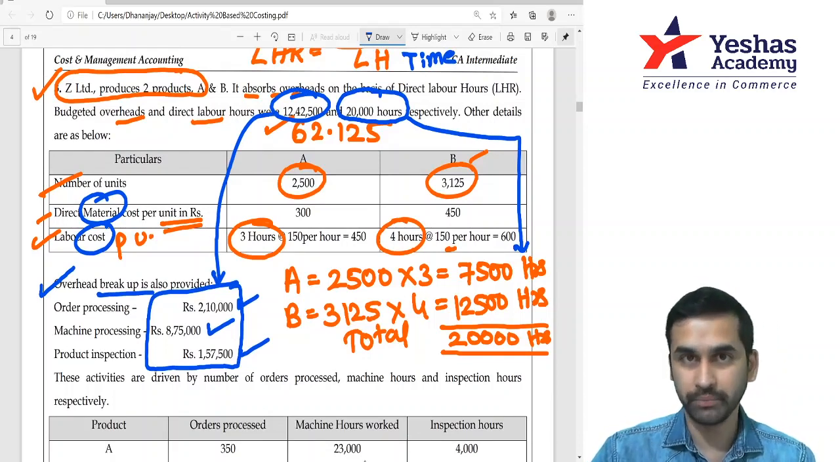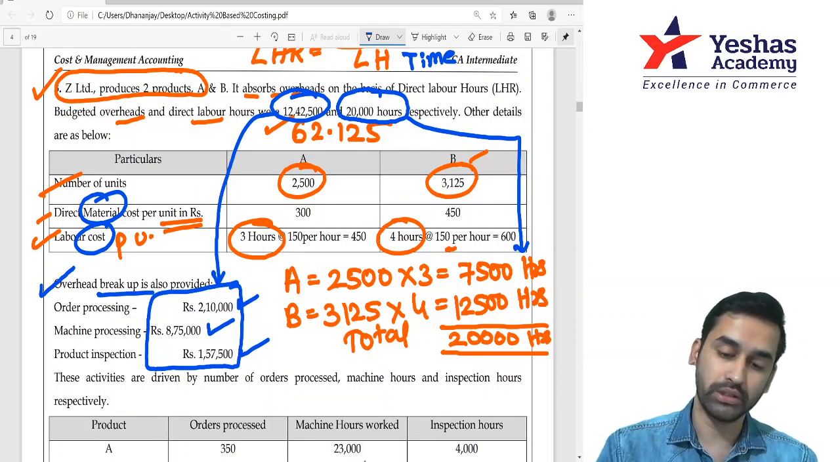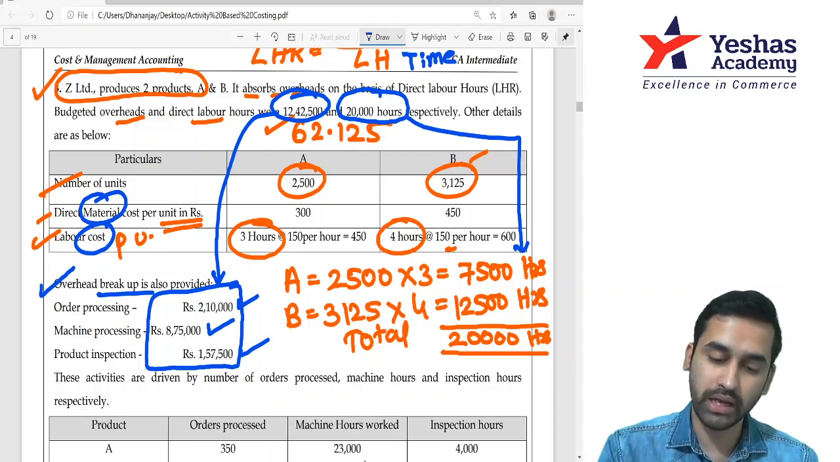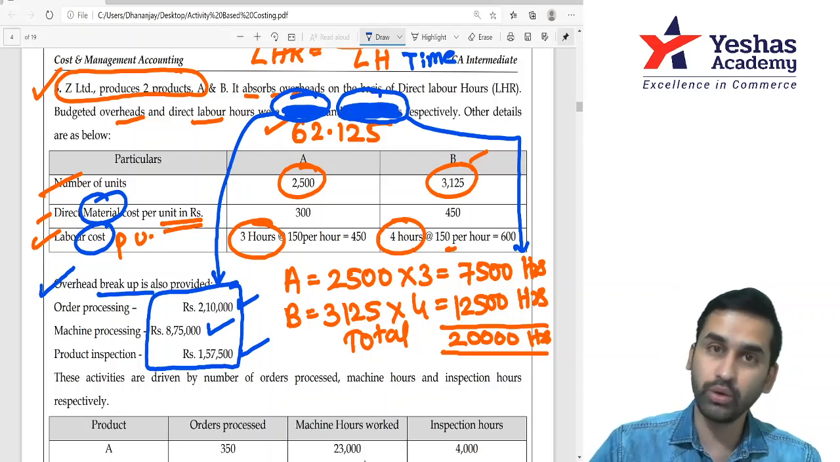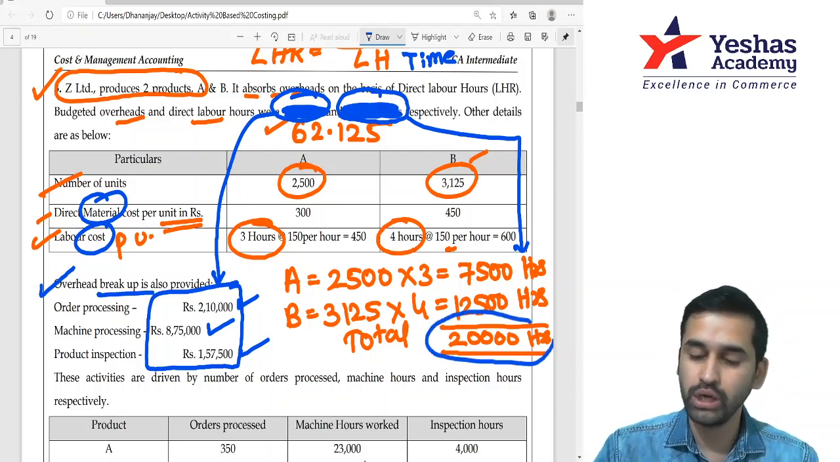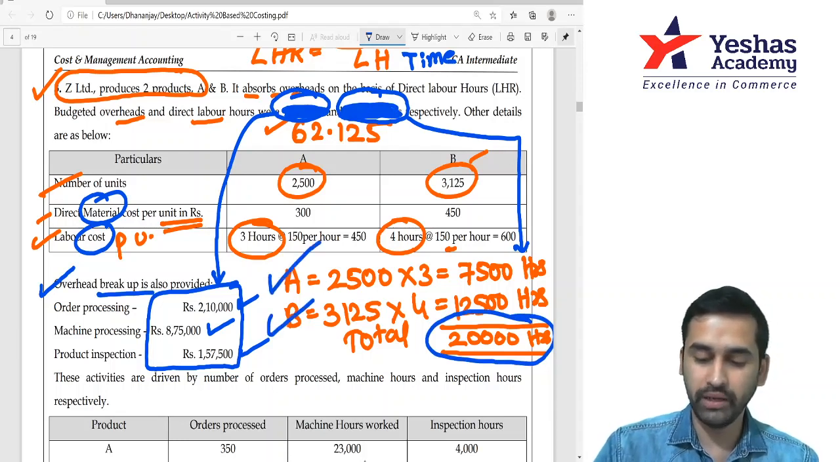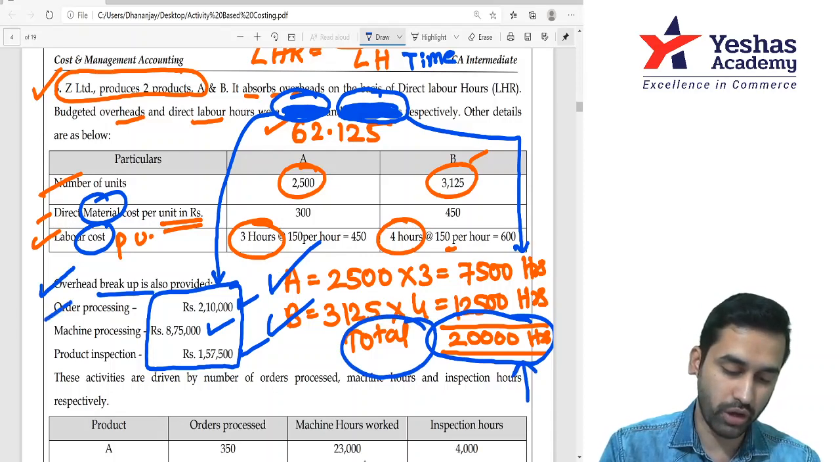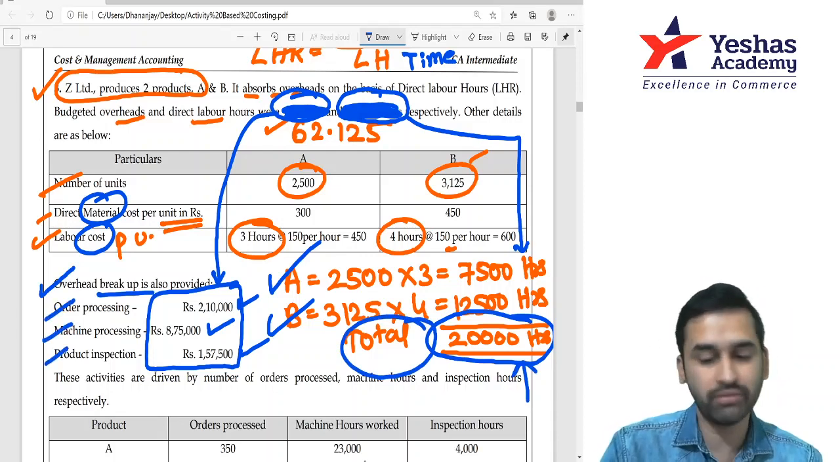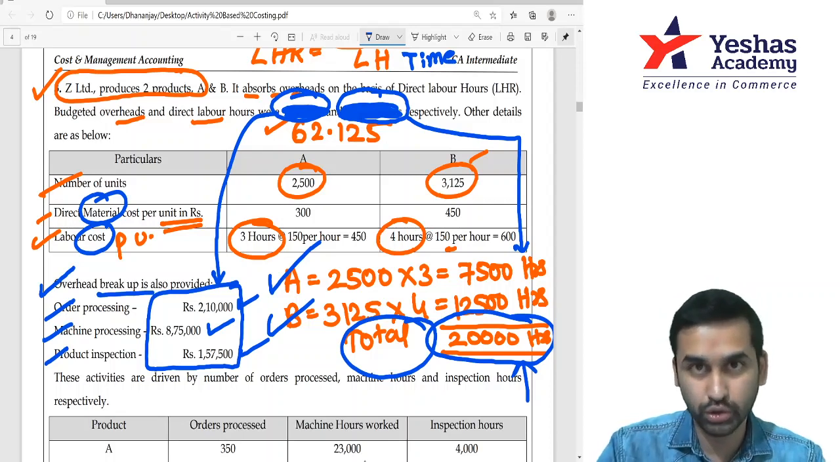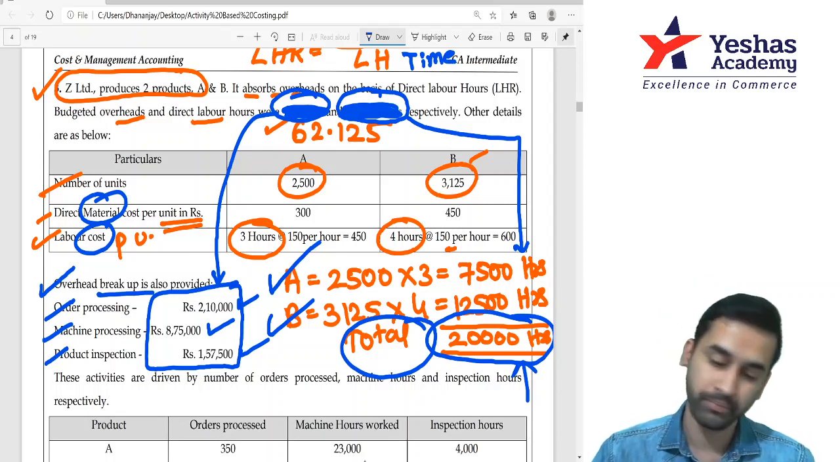Are you clear? Sir, what if in the question these two numbers are not given, 1,242,500 and 20,000 hours? What if in exam they don't give this? Then you calculate the way I have shown it to you. A and B, do the total. So you got labor hours, and then do the total of all these overheads. You get the total overhead amount also. If they give, well and good. If they don't give also, you should know how to get that number.